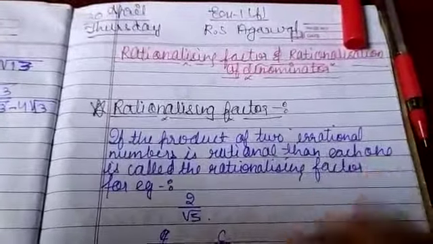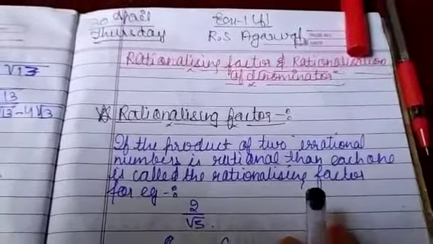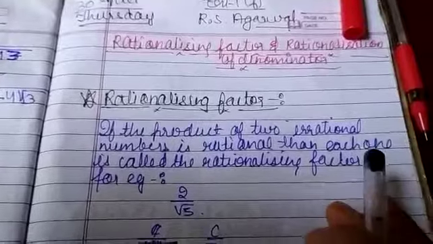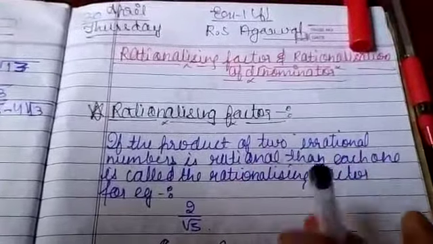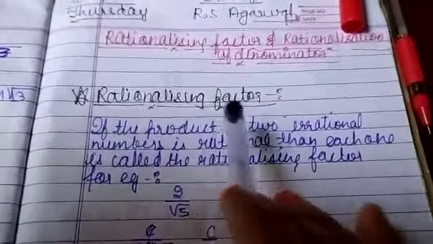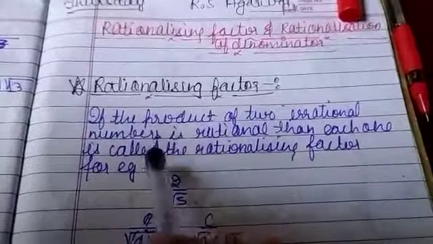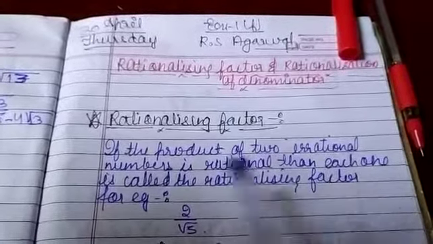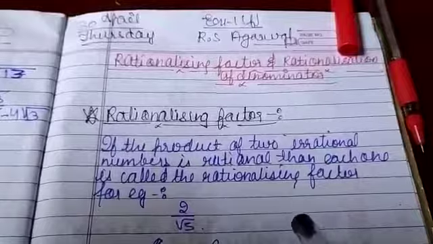So today we are going to start a new topic, rationalization factor and rationalization of denominator. This exercise is 1F in your RS Agarwal. The first topic is rationalizing factor. Let me explain you. If the product of two irrational numbers is rational, then each one is called a rationalization factor.